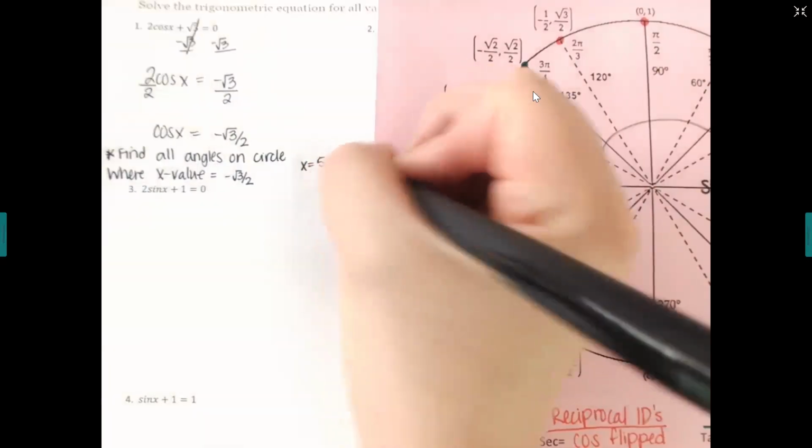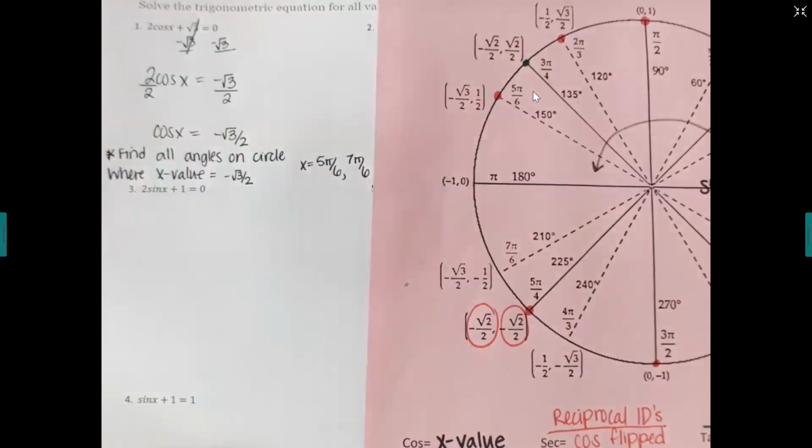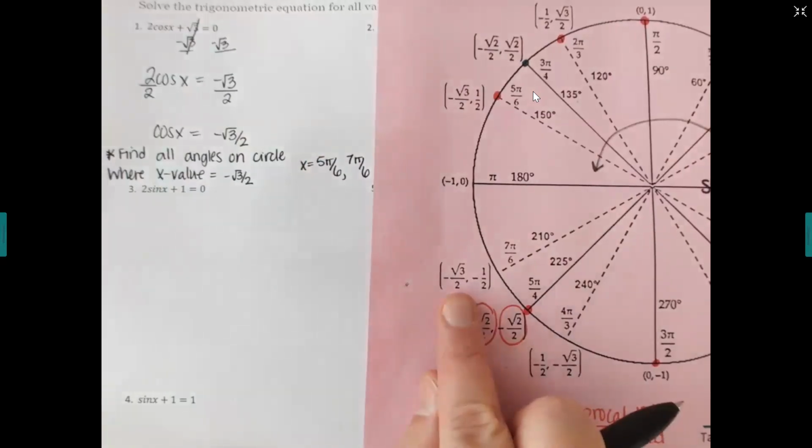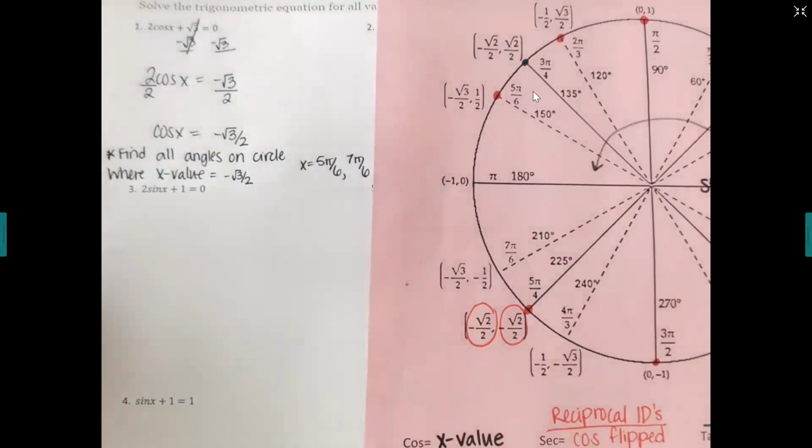Now, if I keep looking at the other half of the circle, there are other root 3 over 2's that are negative, but are they the x coordinate? Then that means they're not a cosine, they're a sine, and that will not solve my equation. Does that make sense? Okay, so let's do number 2.